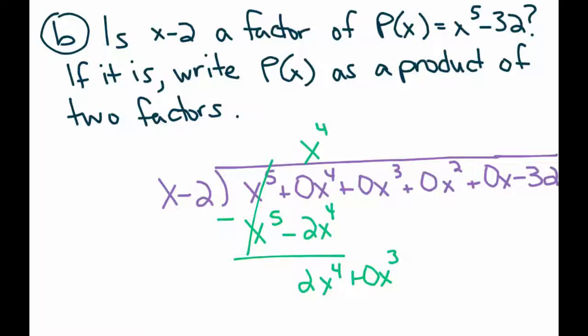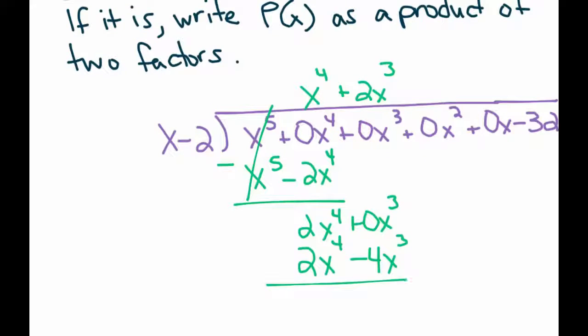Okay, to turn x into 2x to the 4th, I need to multiply by positive 2x to the 3rd. So I get 2x to the 4th minus 4x cubed. And then I subtract. These cancel. 0 minus negative 4 is 4x cubed. Bring down the 0x squared. To turn x into 4x cubed, I'm going to multiply by 4x squared. Notice how every time I do this, the power goes down by 1.